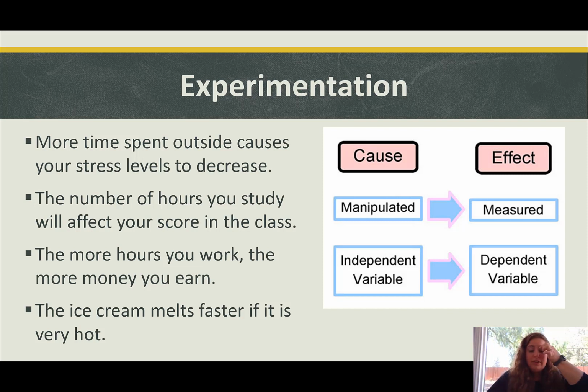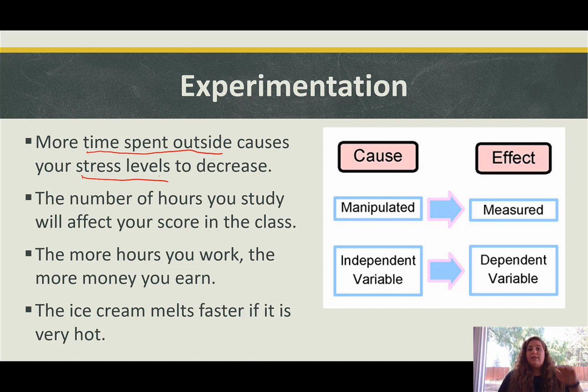So let's go over this carefully together. Now, there's 2 variables in these sentences, an IV and a DV. Let's look at the first sentence. The more time spent outside causes your stress levels to decrease. So time spent outside is one variable. My stress level is another variable. Which one is the IV? Which one is the DV?